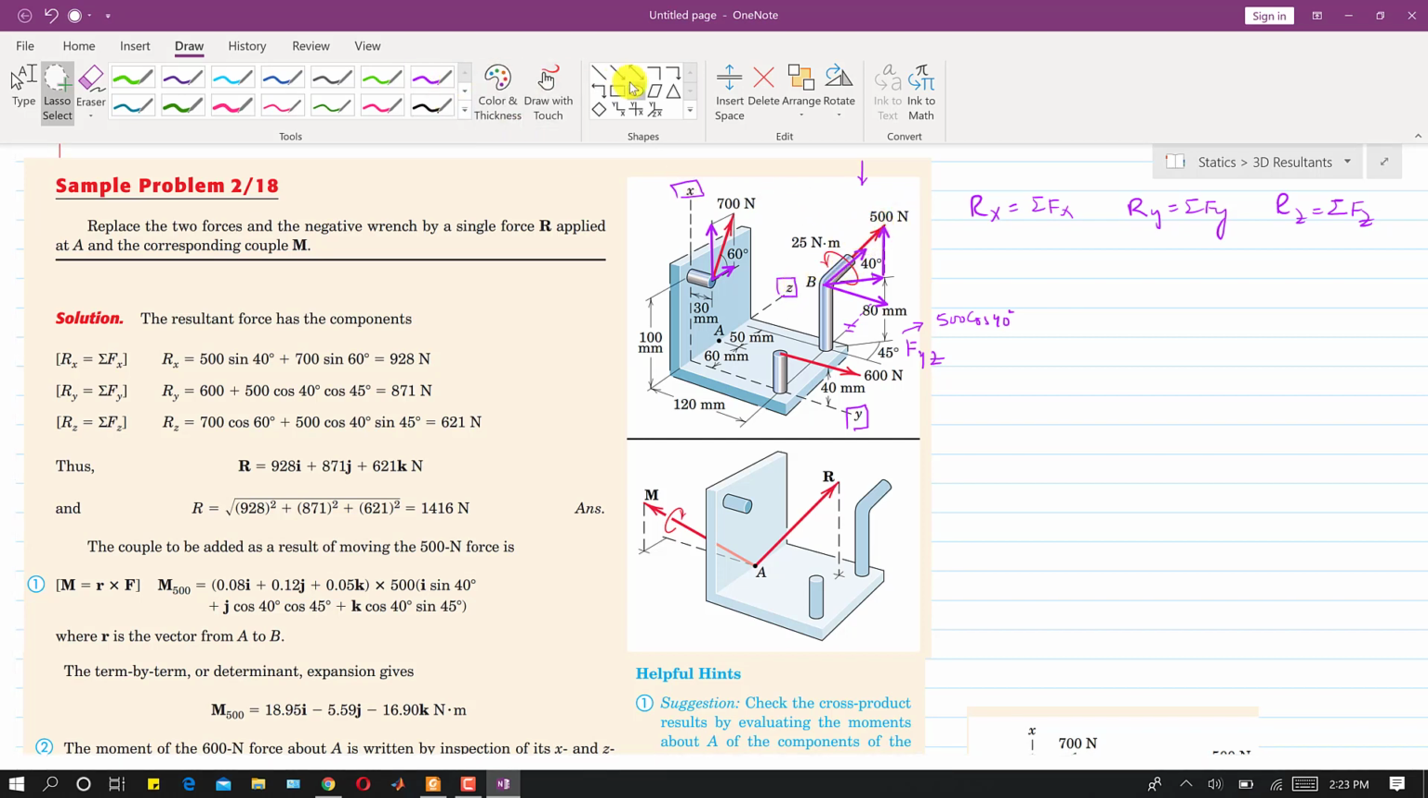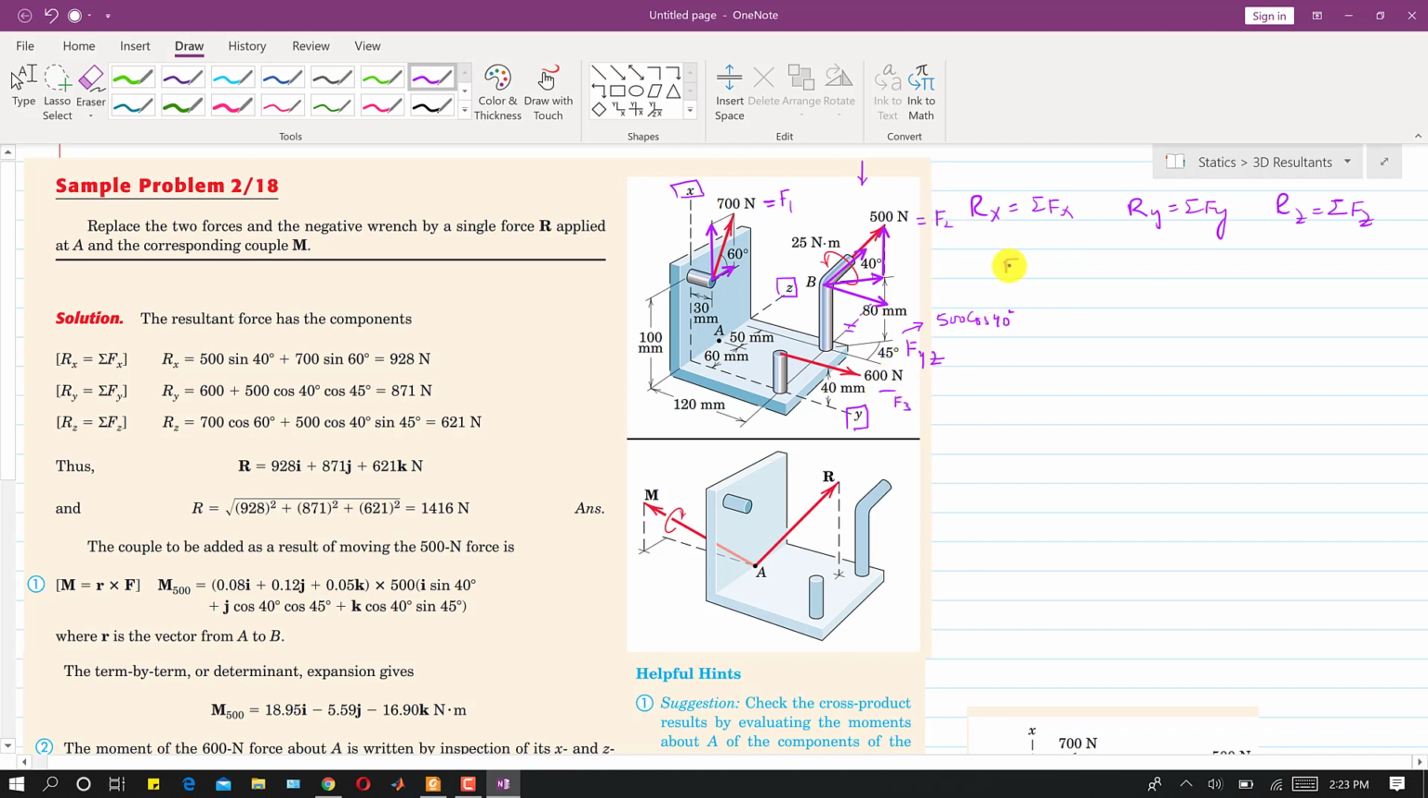So if we resolve all these forces into their components, and represent all these forces in terms of their components, let me write it here. Let's suppose this 700 Newton force is F1, and let's suppose this is F2, and this 600 Newton is F3, right?